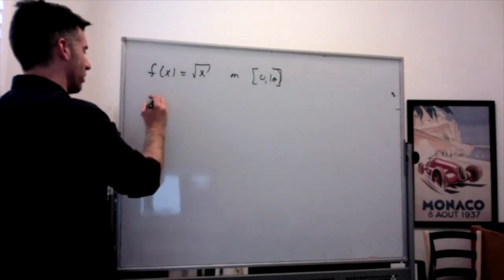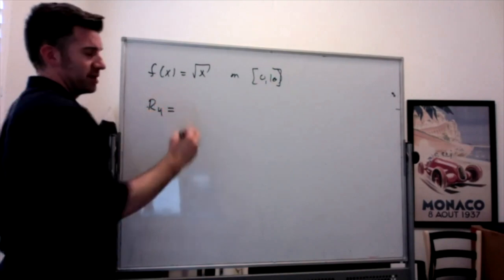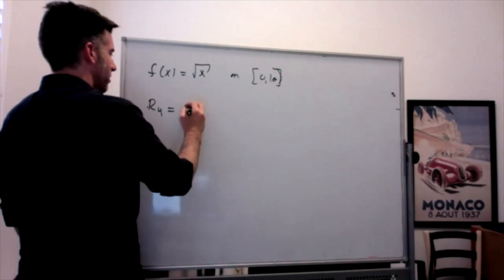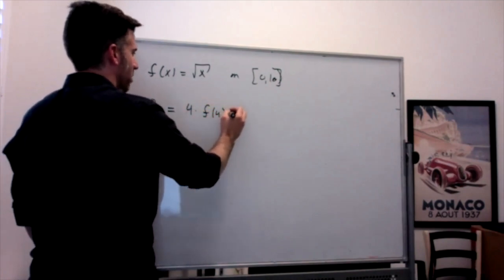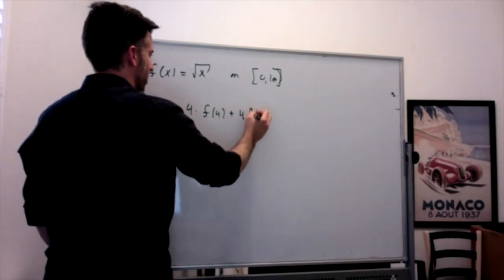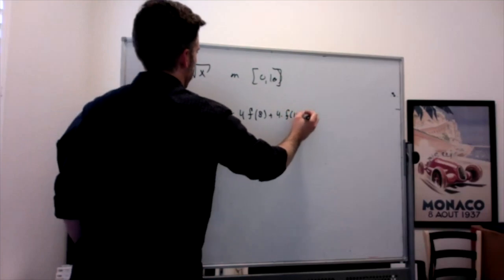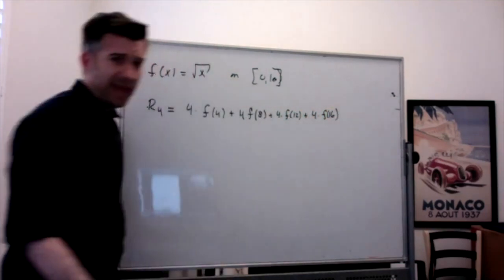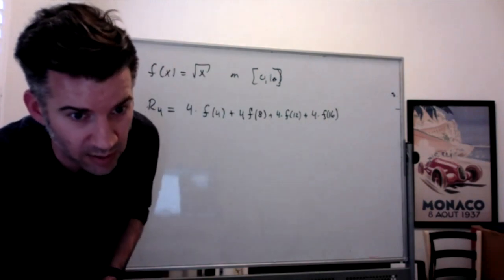I wanted to estimate the area under the curve using right endpoints. I'm just going to say that the area was 4 times f of 4 plus 4 times f of 8 plus 4 times f of 12 plus 4 times f of 16. That's kind of a pain to write out, and there's actually a much more convenient way to write it.